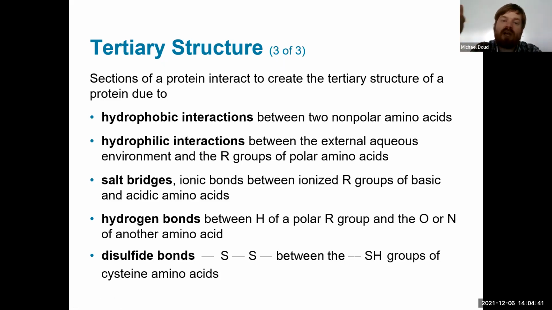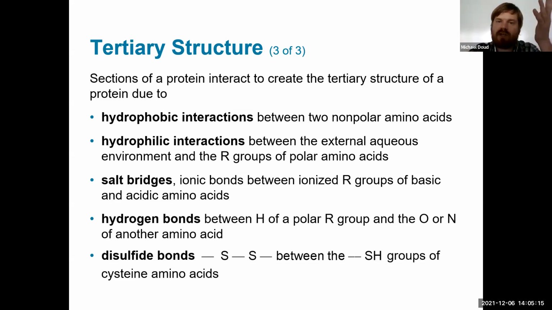The hydrophobic interactions, that's between any two nonpolar amino acids. Hydrophilic interactions, that's basically you have your external aqueous environment in your cell or blood, for example, and the R groups of polar amino acids, those are going to be attracted to it. Salt bridges are ionic bonds that form between basic amino acids that are positively charged and acidic amino acids that are negatively charged. Those are going to form an ionic bond called a salt bridge.